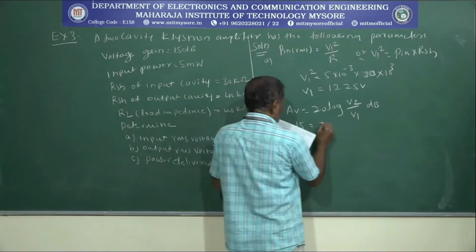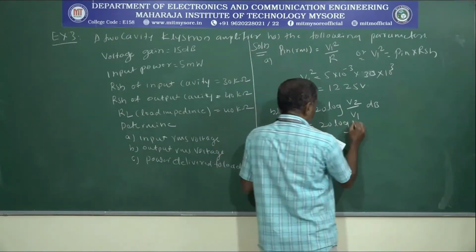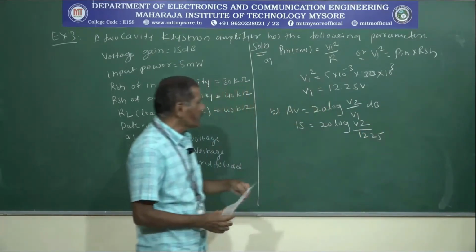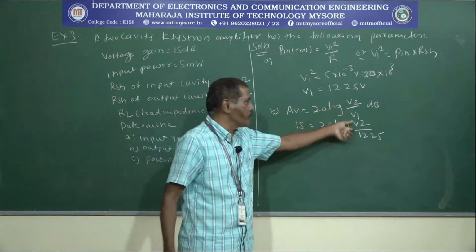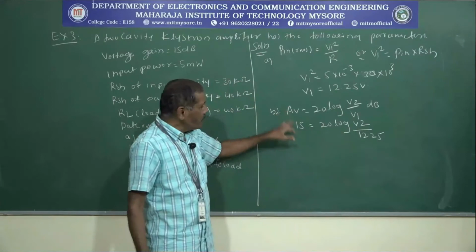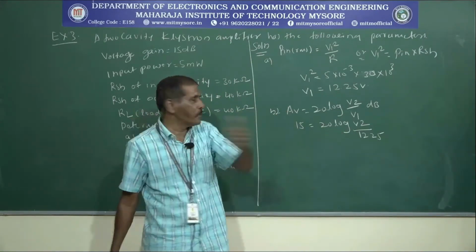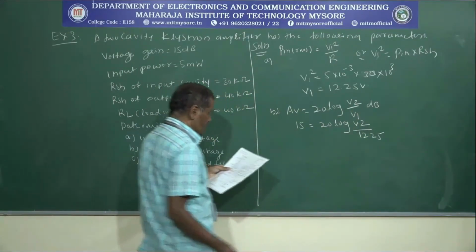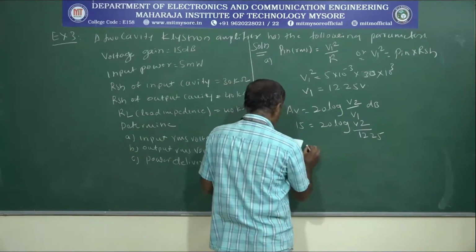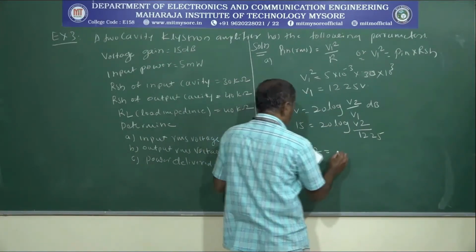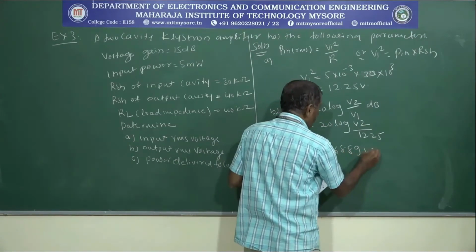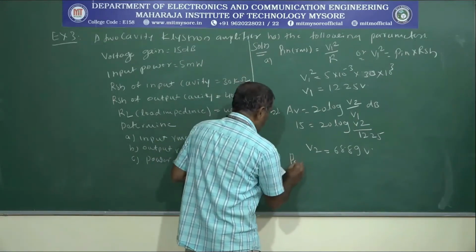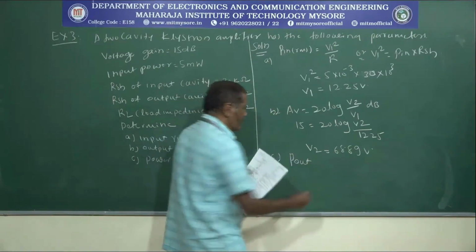So, okay, 15 equal to 20 log of V2 divided by V1 is 12.25. That means that the gain is calculated from 20 log of V2 divided by V1. In this case, AV is given in the problem, and V1 you have calculated, and V2 you have to determine this. So from this one, now if you do this, you will get V2 equal to 68.89 volts.